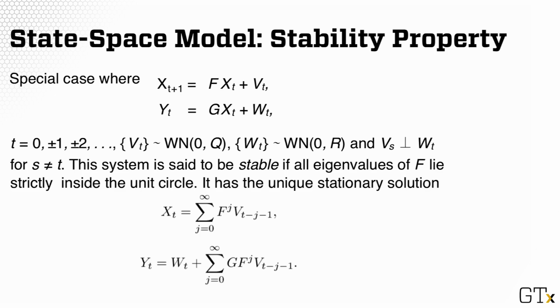We can define a similar property of stability for a state space model as for the VAR model. If we consider the special case in which the covariance matrices of the error terms W_t and V_t do not depend on time, then we have stability if all eigenvalues of F lie strictly inside the unit circle. This property is very similar to that of stability of a VAR model. We can also guarantee a unique solution to the system of equations under the stability condition.